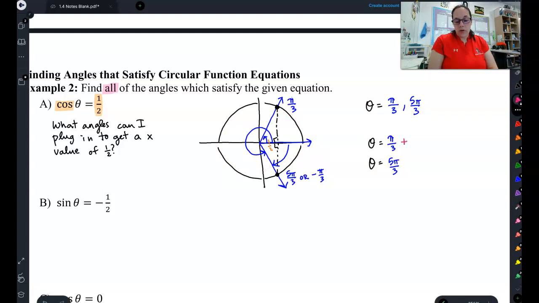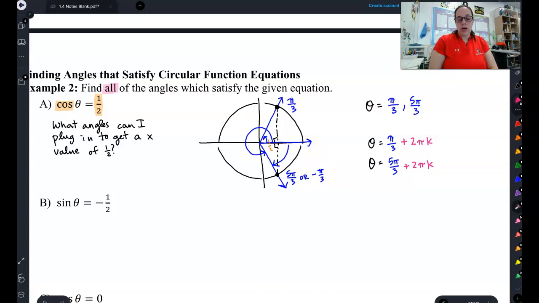So what we're going to do is say that all our coterminal angles are one whole circle apart from these angles I have listed. And I'm going to put a K here. And K is how many times we go around the circle. So if K is positive 1, then I'd get pi thirds plus 2 pi. That's a coterminal angle. Or if K is a negative 1, then I'd get 5 pi thirds minus 2 pi. There's my negative pi thirds.